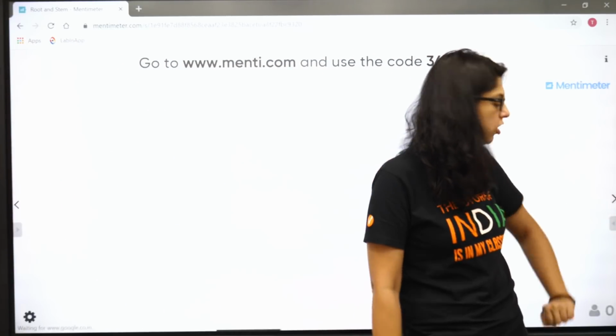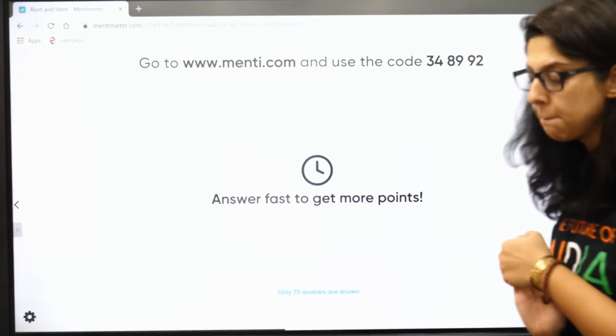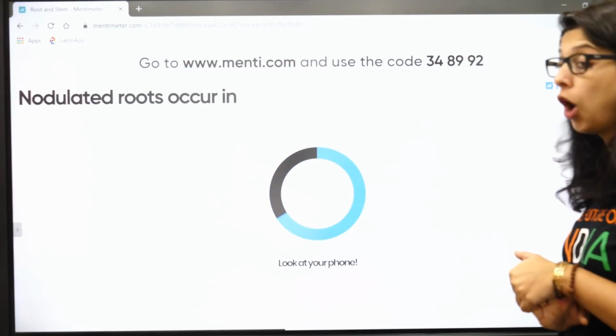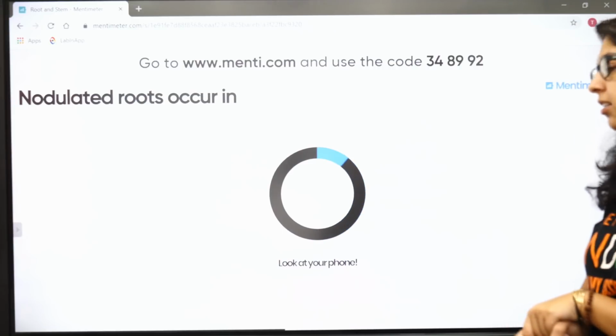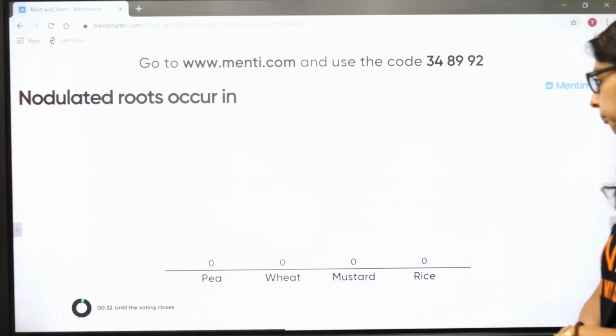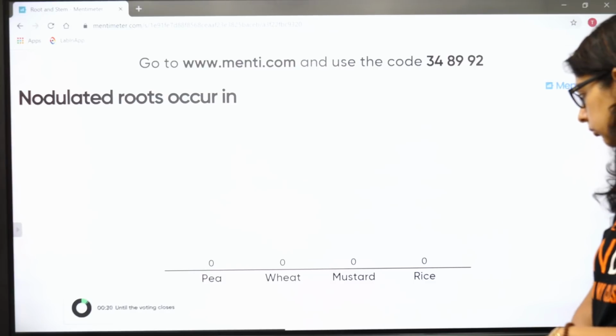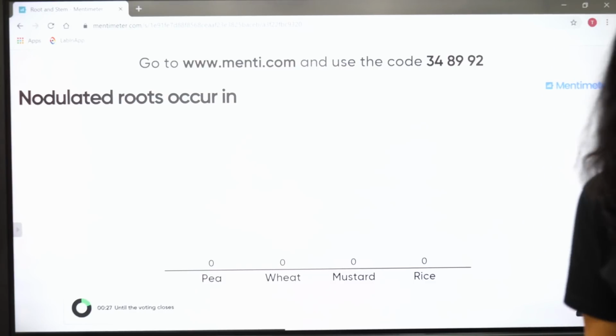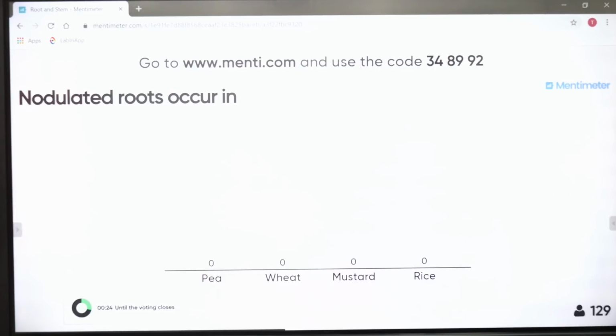One more question on your screen. Nodulated root. In which do nodules occur? When do roots have nodules? Tell me. Nodulated roots. I'm going to make a special class on paper pattern which is going to be made this week, and NCERT reading. Come on, nodulated roots. In which will nodules form? In which will rhizobium be present?